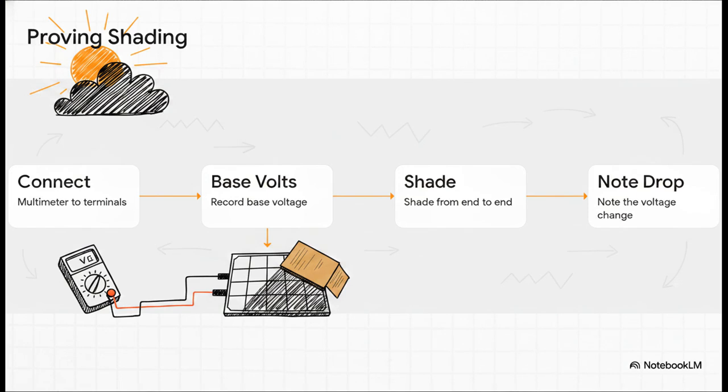The best part? You don't just have to trust the software. You can physically prove these shading concepts yourself out in the field. Take a single panel out into the sun, connect your multimeter to the terminals and record the base voltage. Then, just slowly drag a piece of cardboard or even cast your own shadow across the panel's cells from one end to the other. You will literally watch the devastating voltage drop happen in real time right there on your meter screen. It's an incredible, hands-on way to make the invisible forces of solar physics completely visible.